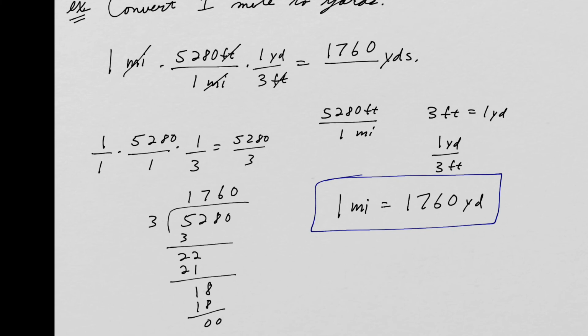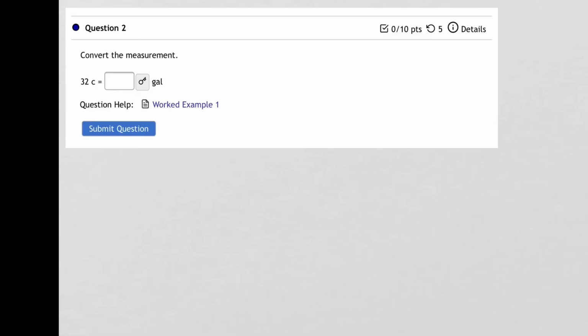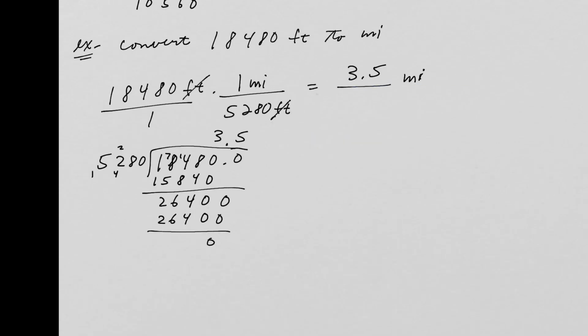Okay, let's do a few problems from your My Open Math homework. Okay, so this first question, we want to convert 32 cups, C is cups, into gallons. Well, I don't know the exact conversion. Let's see if we can look at our table and see if that gives us any information.